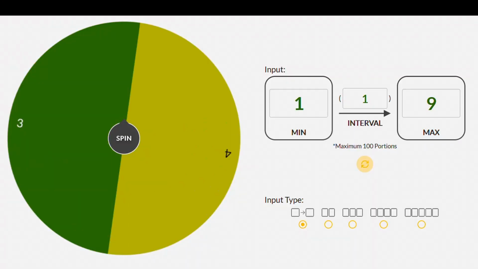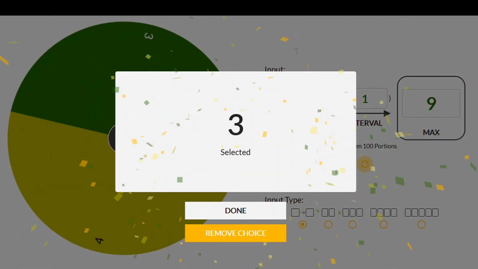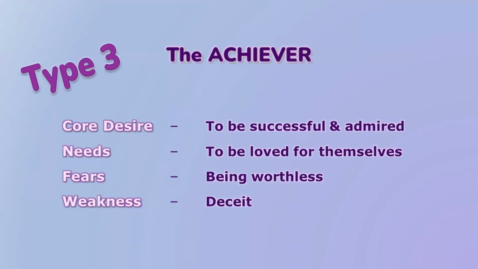Next is type 3, who are the achievers. Type 3's core desire is to be successful and to be admired. And they especially need to be loved for who they are. They fear being worthless or unsuccessful, and their weakness is deceit or vanity because they apparently deceive themselves and others to maintain a certain image of themselves.